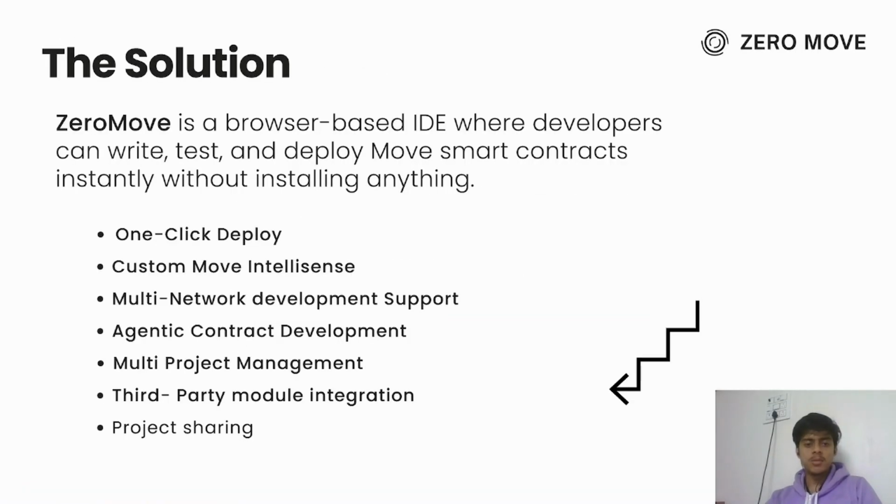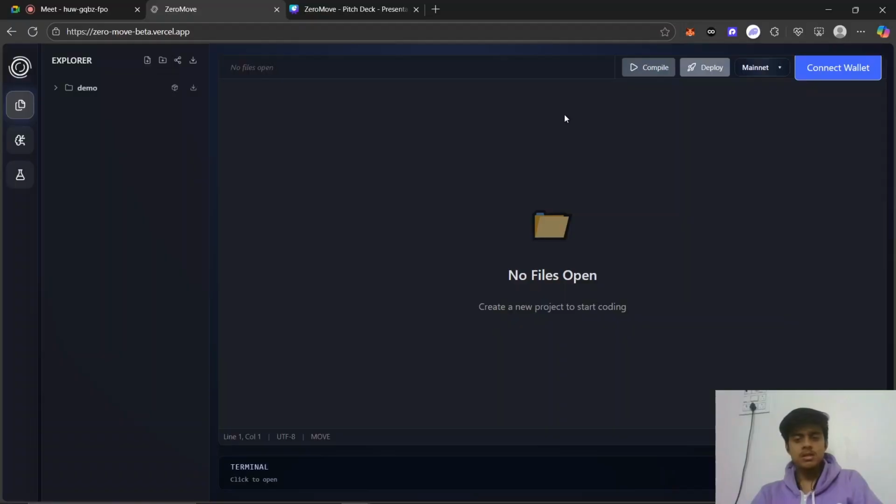Our solution is ZeroMove. It's a browser-based IDE with all the features required for developing on Aptos. It has one-click deployment, Move intelligence, multi-network development support for testnet, devnet, or mainnet, and an agentic smart contract writing tool where you can write complete smart contracts, third-party module integration like Pyth, Chainlink, Wormhole, as well as project sharing. So this is our project, ZeroMove.